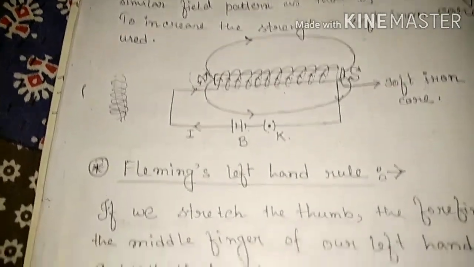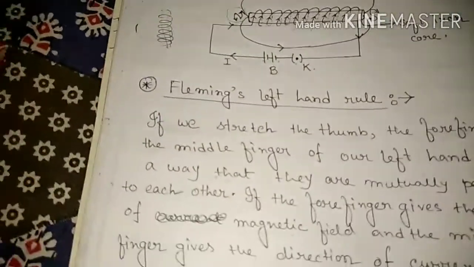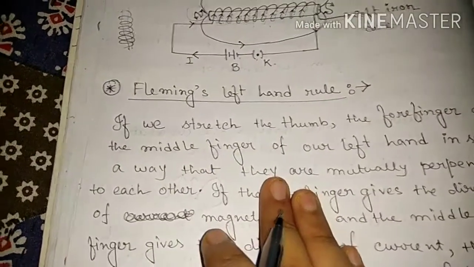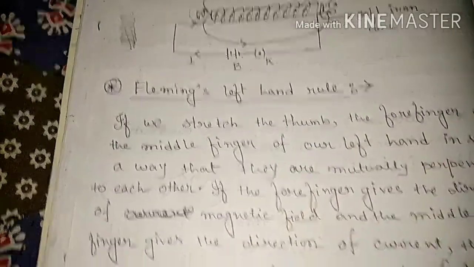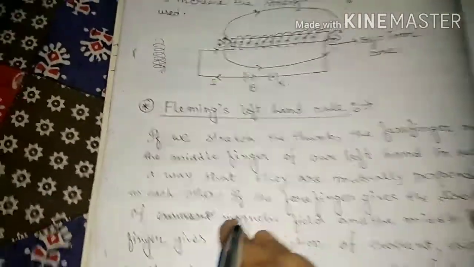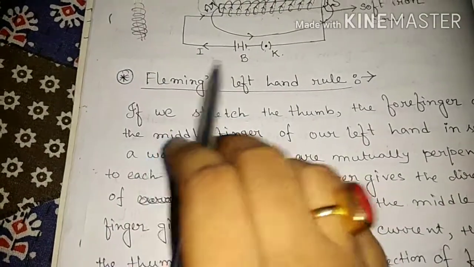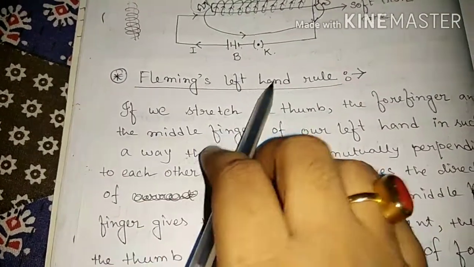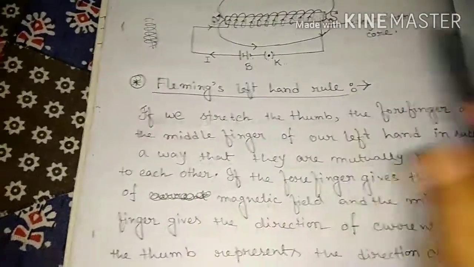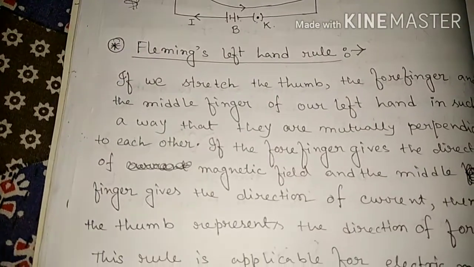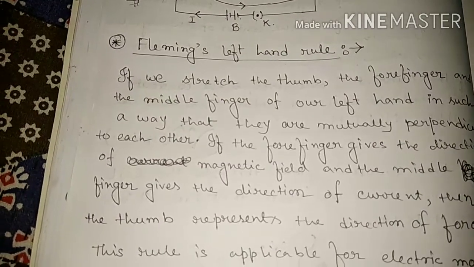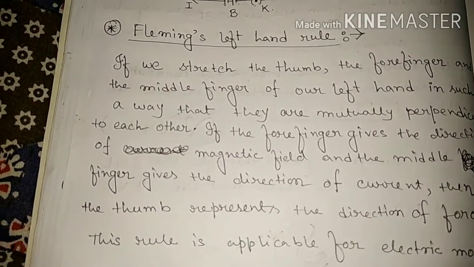Now, next topic. It's a very important topic, because it has an application in your syllabus. Before we go to that application, first we understand this rule or law. What is the name of this law? Fleming's. This is a scientist's name. Fleming's left hand rule, very, very important. Two rules are related to Fleming: Fleming's left hand rule and Fleming's right hand rule. Today we discuss only Fleming's left hand rule.